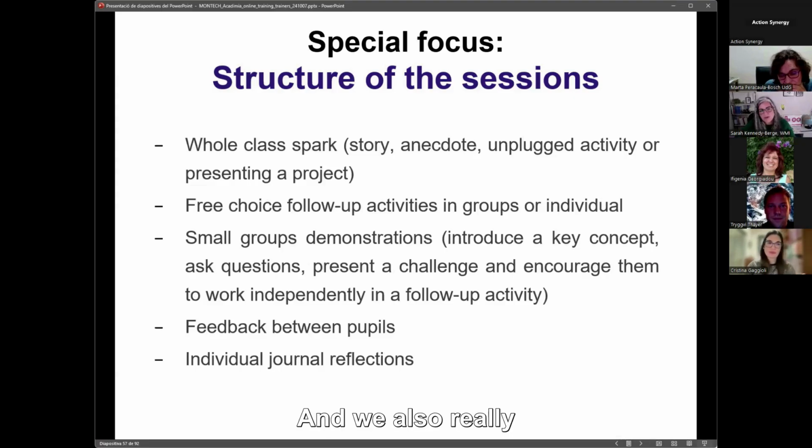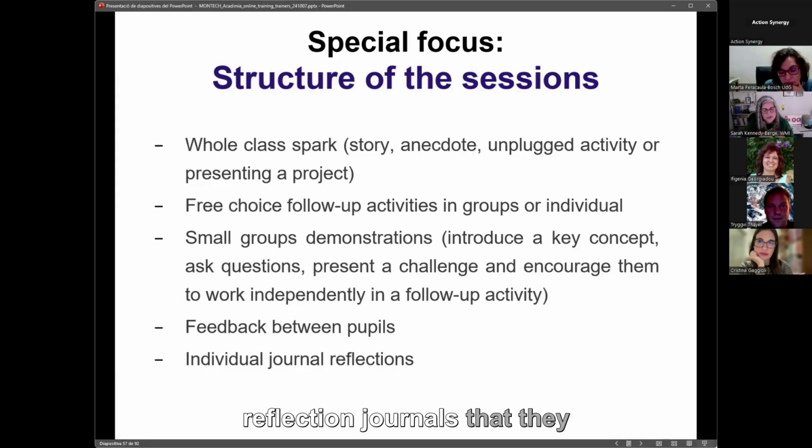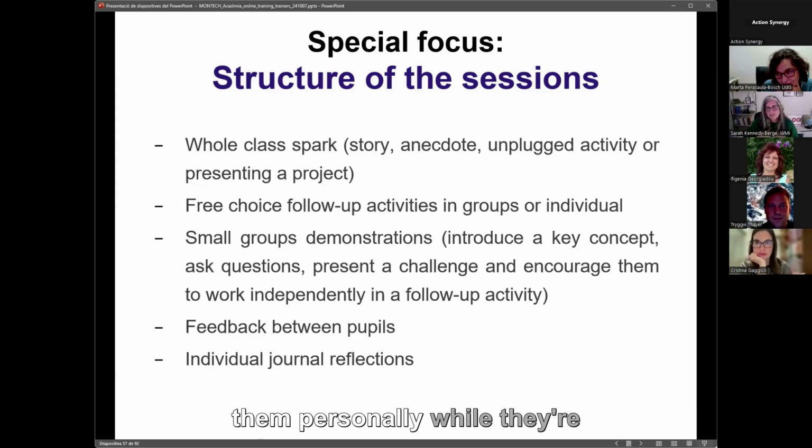And we also really make sure to use that time in their reflection journals, that they can reflect on what they've done. They can talk about things that they found, maybe a new program they designed, and so on. So it's really meant to help them take agency in their learning, that they are taking responsibility and ownership of what they're doing, and it really applies to them personally while they're sharing and learning in a bigger group.